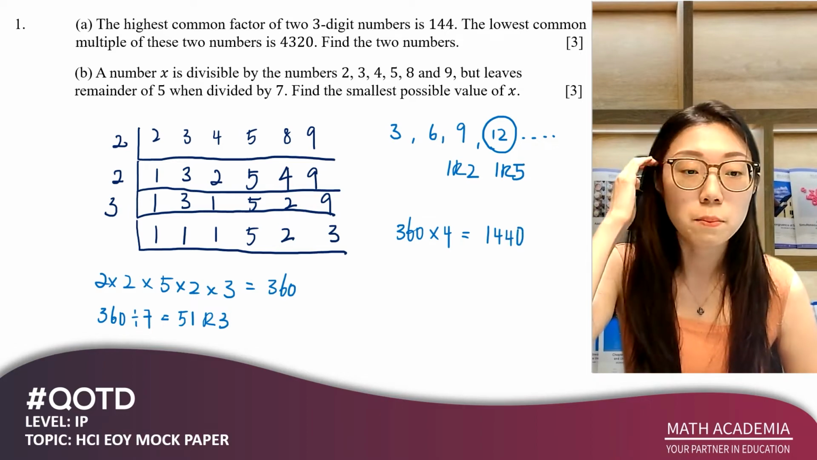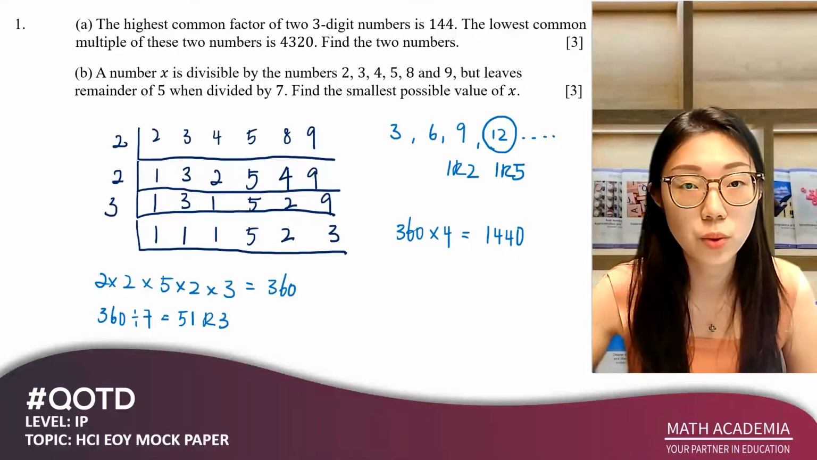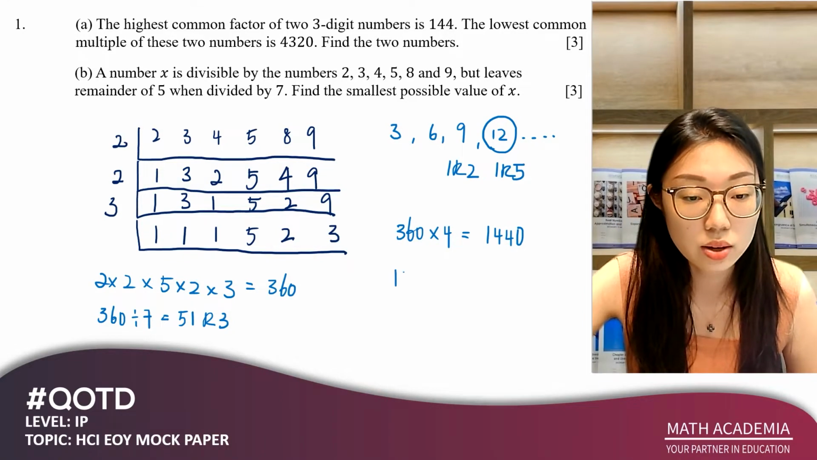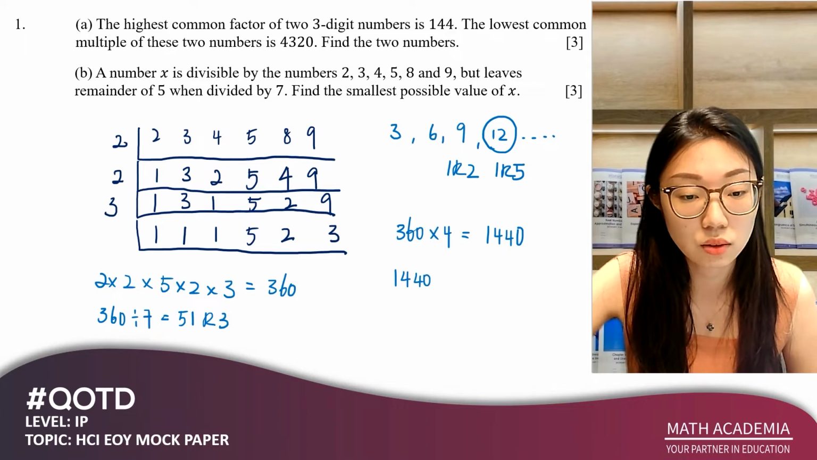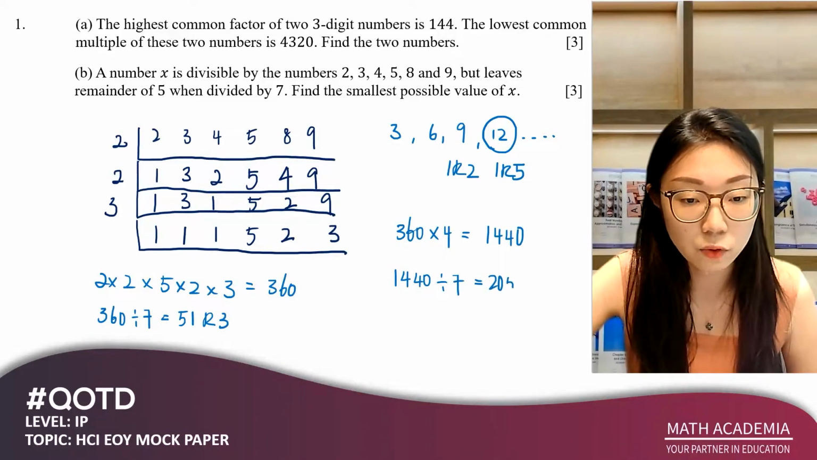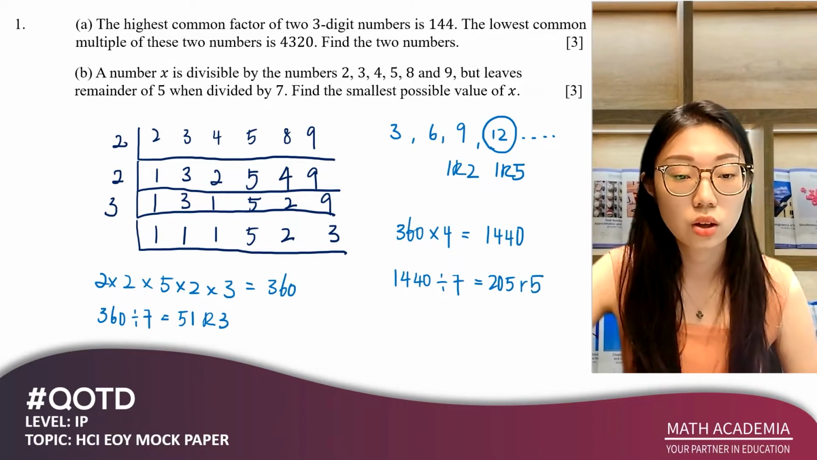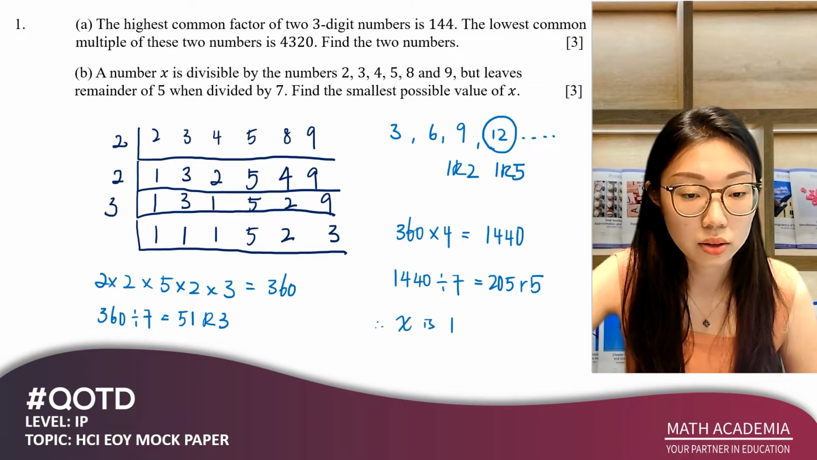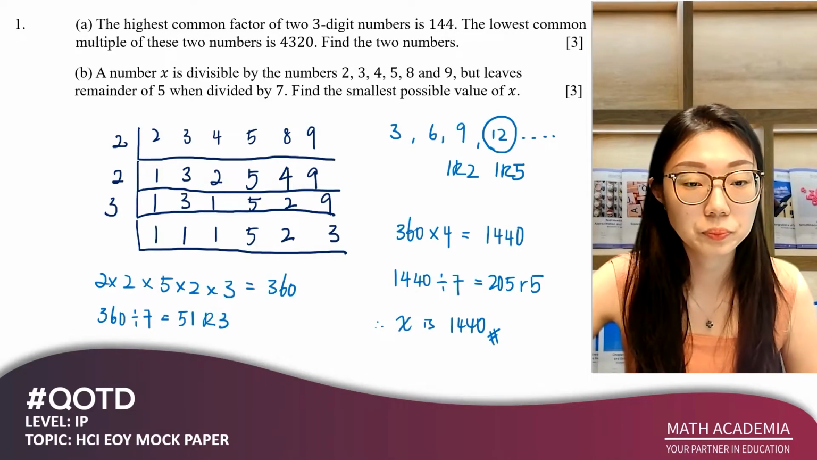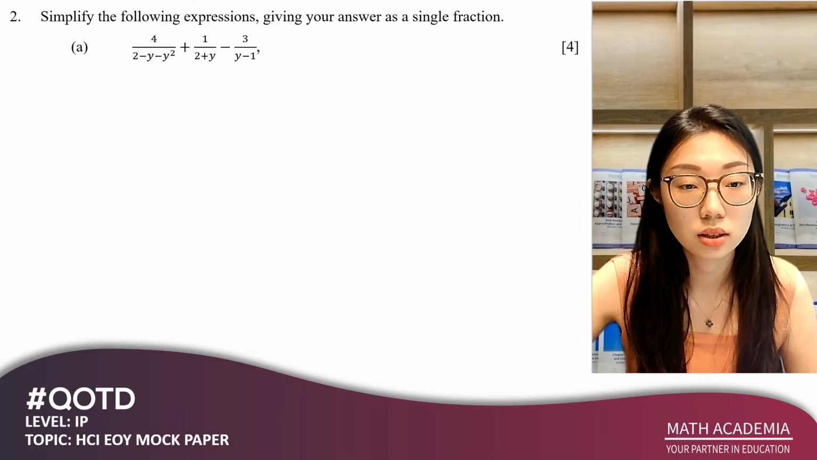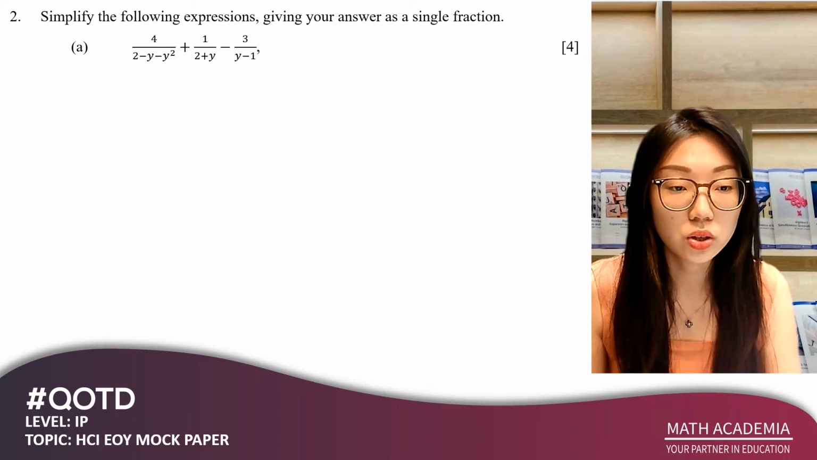Let's backtrack and check whether my answer is correct. When I take 1440 divided by 7, I would have 205 remainder 5. Therefore x is 1440. That is the answer for question 1, part B. Next, let's look at question 2.